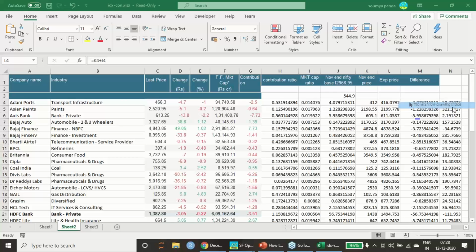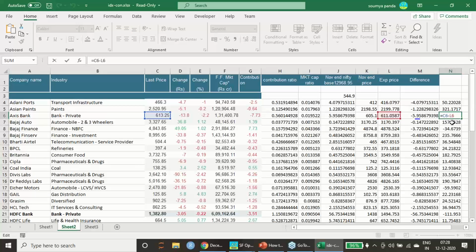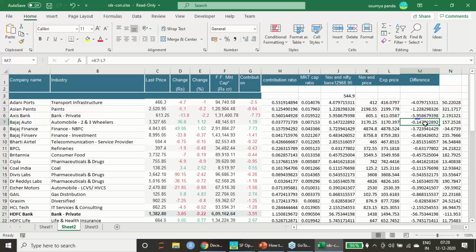This difference I have taken from November end till date. There is a 5 rupees difference, but when I take these things, the stock has returned only 2 rupees. Here there is a 14 paisa difference. You can say that stock has given a return of 157 rupees. So wherever you find, in the majority of cases, less than 1 rupee difference, you can say that those stocks have performed better. So this is one way of analyzing that.